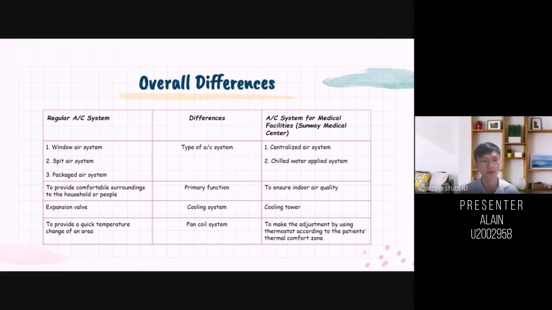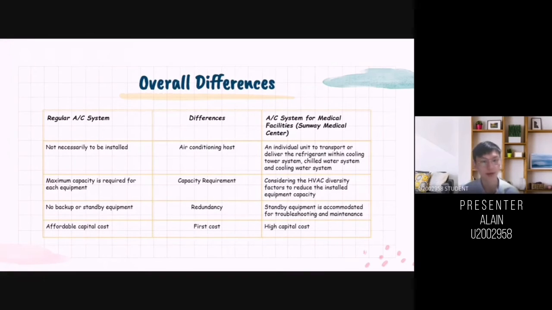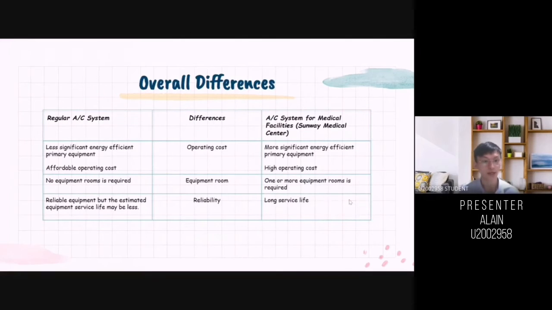The first is types of AC system used, then primary functions, cooling system, fan coil system, condensed water pump, water tank, air handling units, condenser units, air conditioning hose, capacity requirements, redundancy, first cost of regular AC systems and medical facilities, operating costs for both locations, equipment rooms required for both regular AC system and AC system for medical facilities, and reliability for both of them.